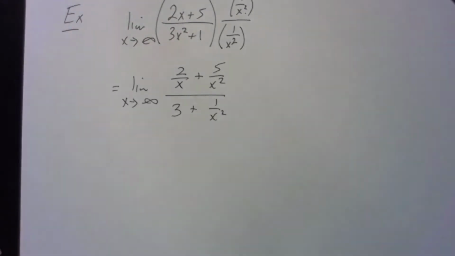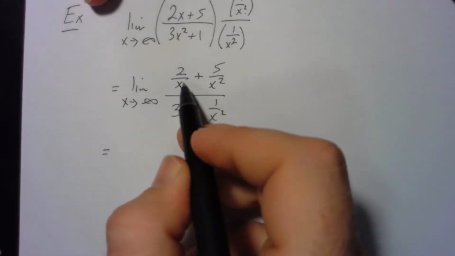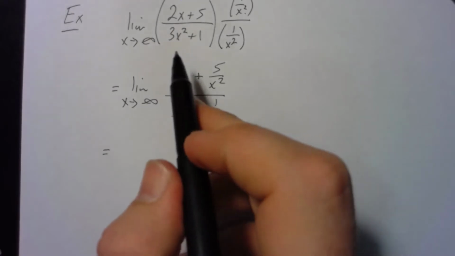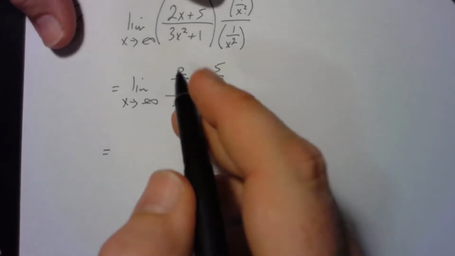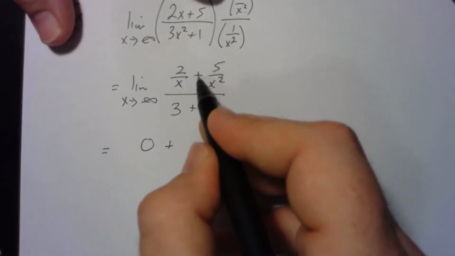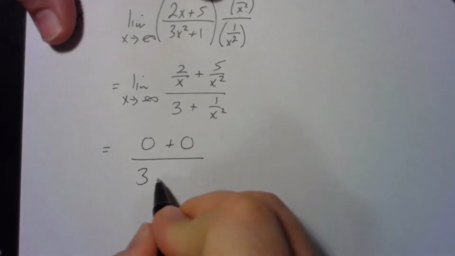Now, if I were to again separate the limit into the division and addition pieces, it's the limit as x goes to infinity of 2 over x. And again, the only rule we have is a constant divided by x to the power of a number, and that thing is going to go to 0. So this goes to 0, plus, this one's going to go to 0, divided by 3, plus, this thing goes to 0.